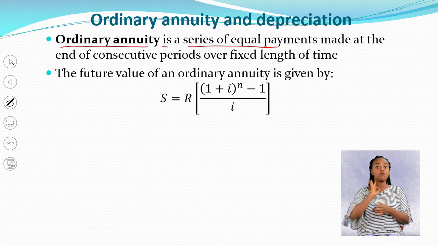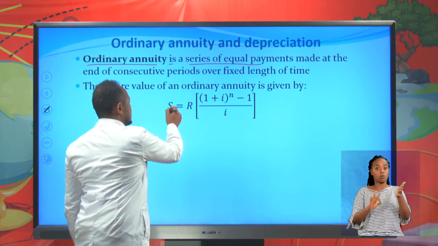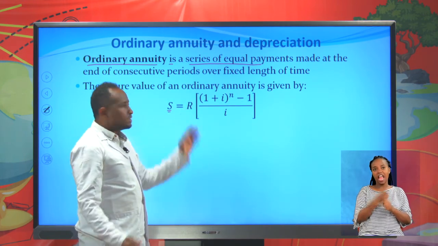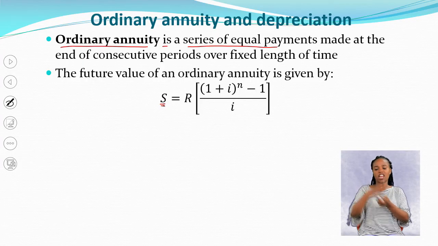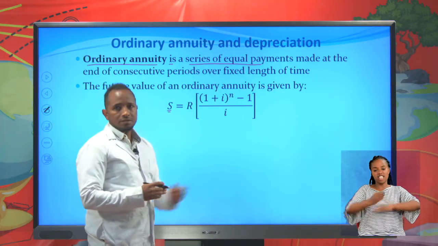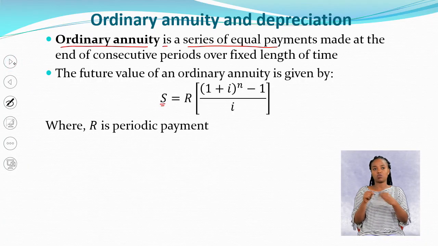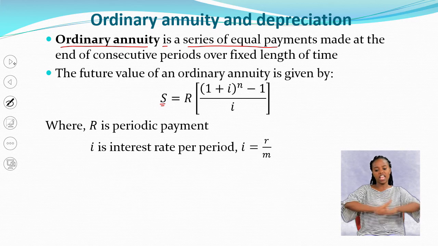The future value of ordinary annuity is given by this formula, where FV is the future value of the annuity, and R is the regular deposit, and I is interest rate per period. N is the number of periods. R is a periodic payment, or maybe a periodic deposit. And here, I is the interest rate per period.